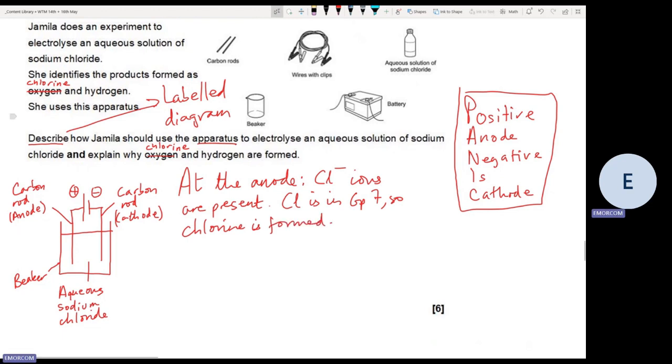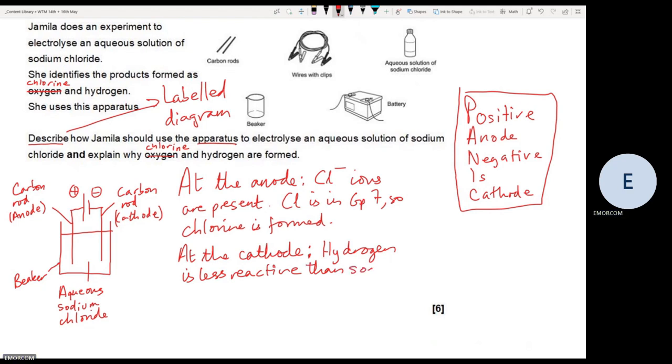and the other one at the cathode, we've got to compare the ions from sodium and hydrogen. So hydrogen is less reactive than sodium. So hydrogen gas is formed.